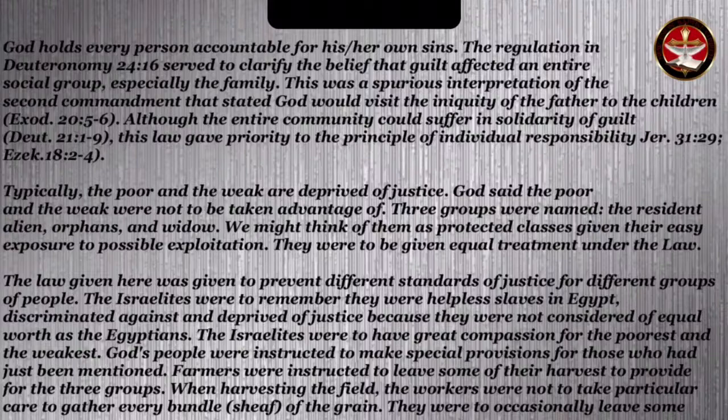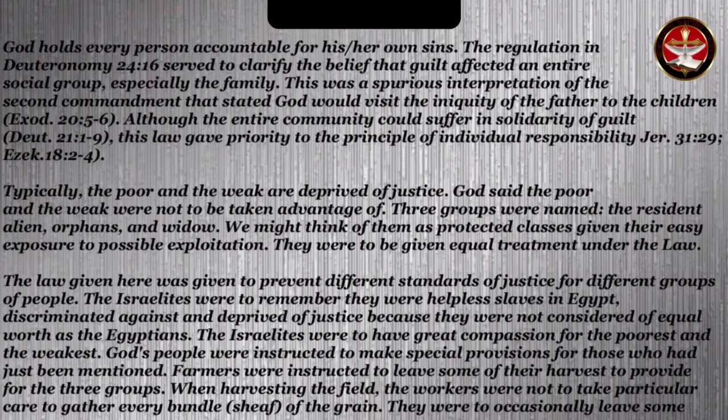Although the entire community could suffer in solidarity of guilt, Deuteronomy chapter 21 verses 1 through 9, this law gave priority to the principle of individual responsibility. Jeremiah chapter 31 verse 29. Ezekiel chapter 18 verses 2 through 4.